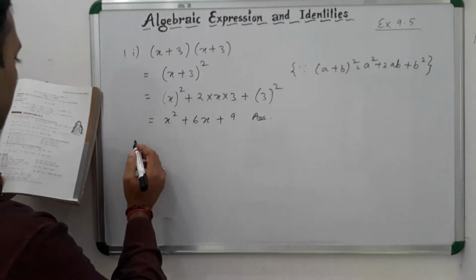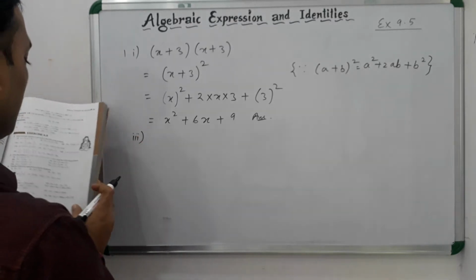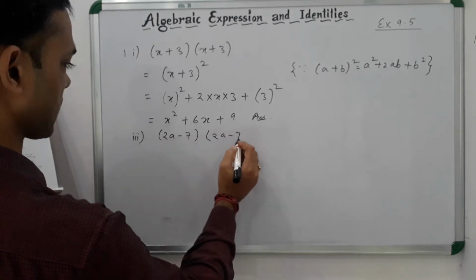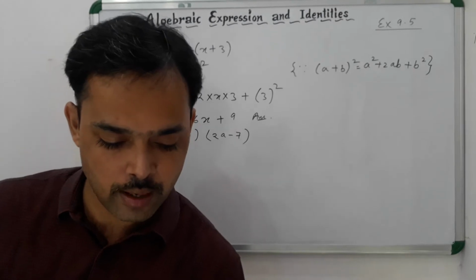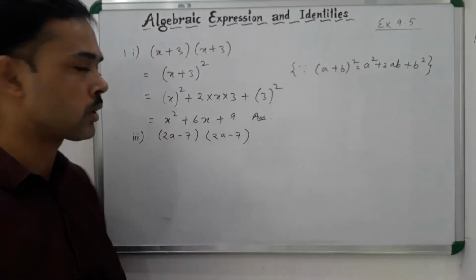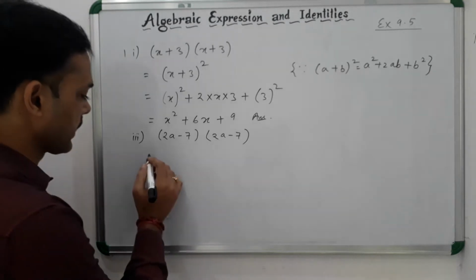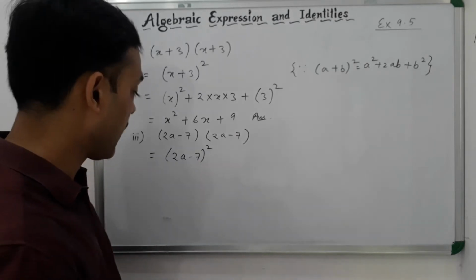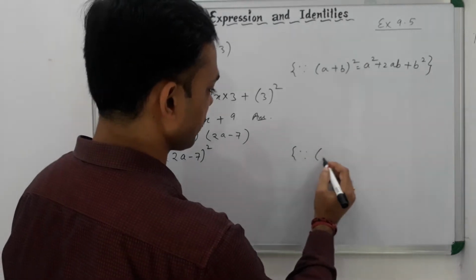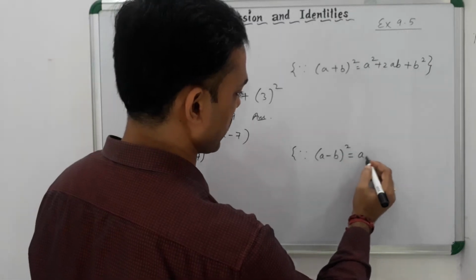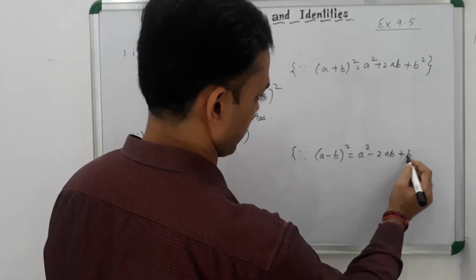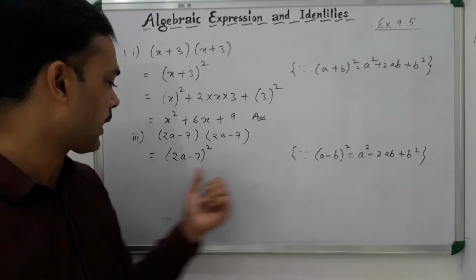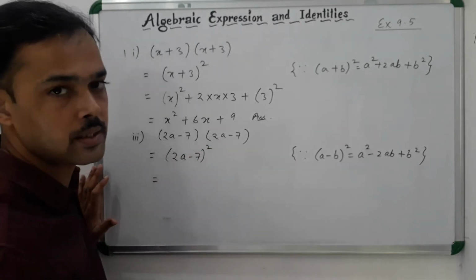Now after the first part, let us do the third part. In the third part the question is 2a minus 7 and 2a minus 7. These two are getting multiplied, and here you can see that at both places it is the same expression. It means that once again we can write it as 2a minus 7 whole square. Now you people know that a minus b whole square equals a square minus 2ab plus b square. So once again we are substituting a as 2a and b as 7.